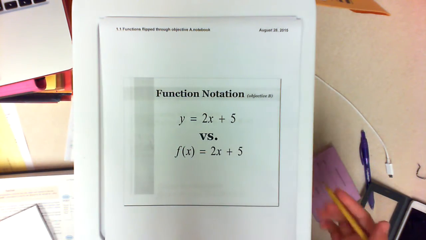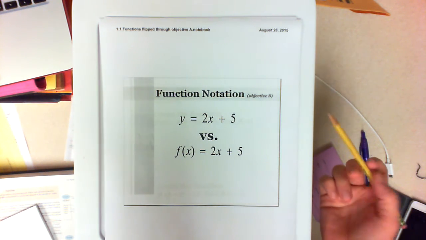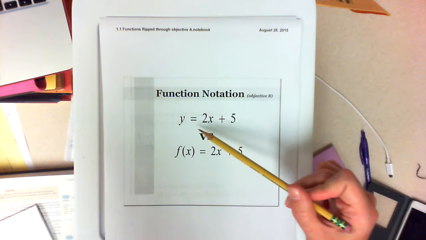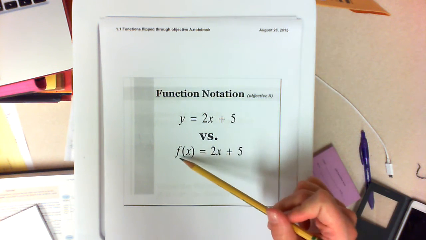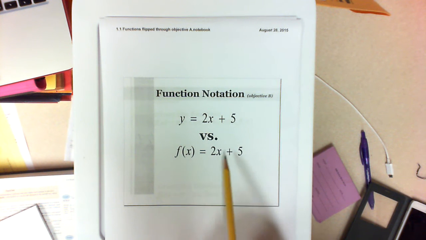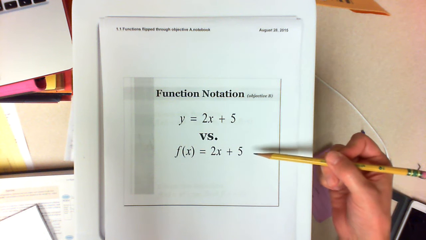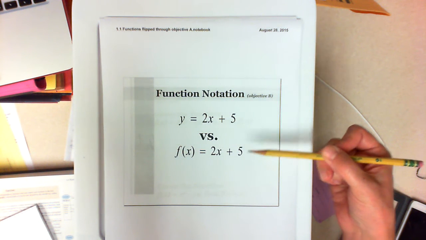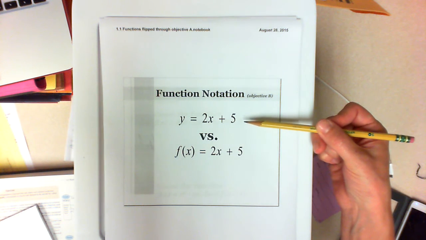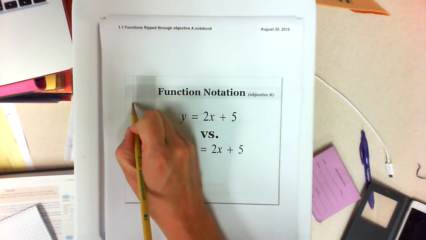So Objective B is our next part in Chapter 1, and what I want to talk about first is the difference between y equals 2x plus 5 versus f of x equals 2x plus 5. This is called function notation, and there are some benefits to using function notation rather than just the explicit equation. So if I had y equals 2x plus 5, and let's just say x equaled 4.